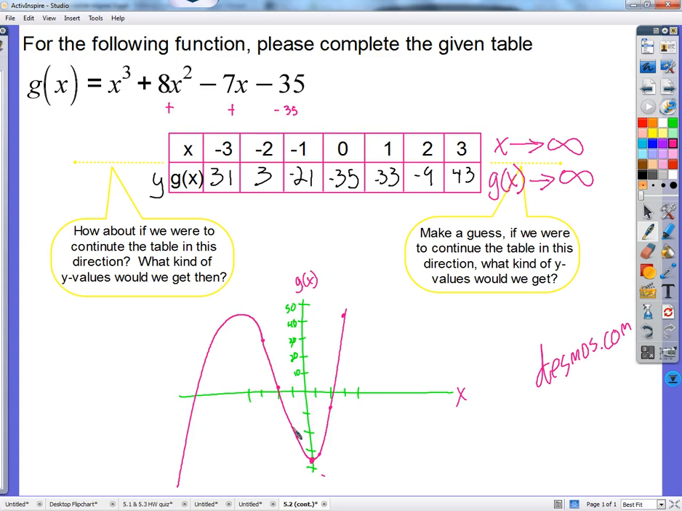Let's go back here. Then as x approaches negative infinity, because that's what's happening as we go that direction, or on the graph go that direction as well, then what's that? Well, let's do g of x, or y, same thing. Not equals, but goes toward, what does it go toward? Negative infinity. Beautiful.